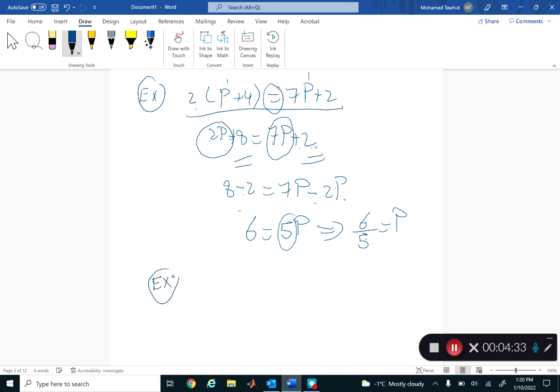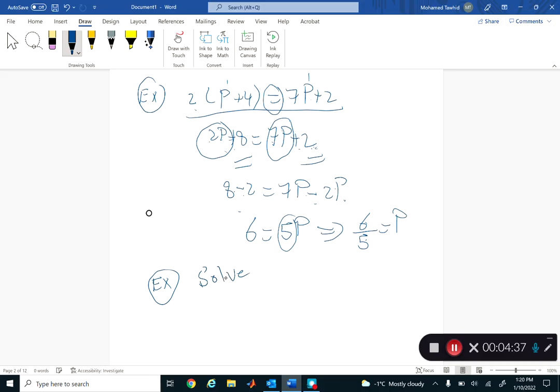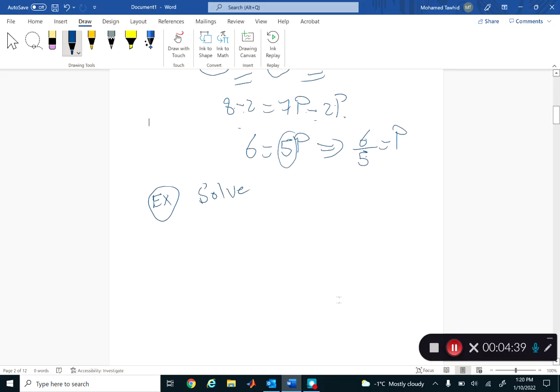Okay, so another example. I need to solve this: you have (7x plus 3) divided by 2, minus (9x minus 8) over 4, and that is equal to 6.